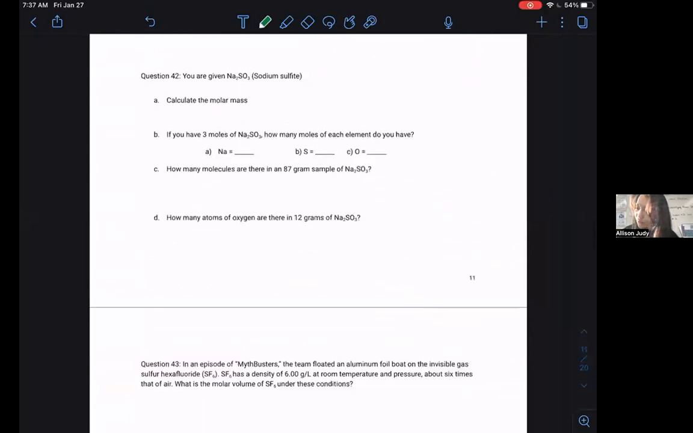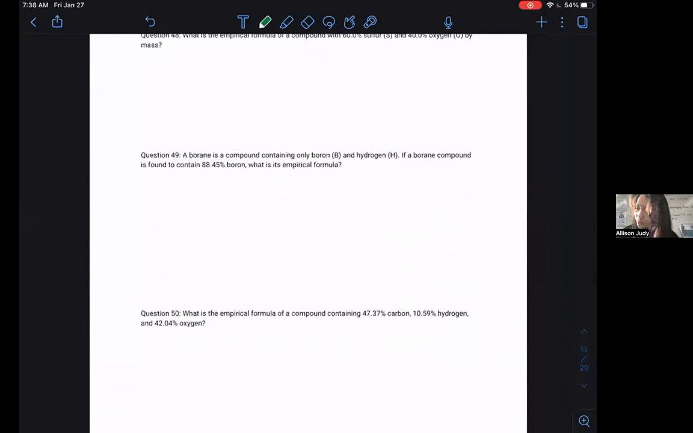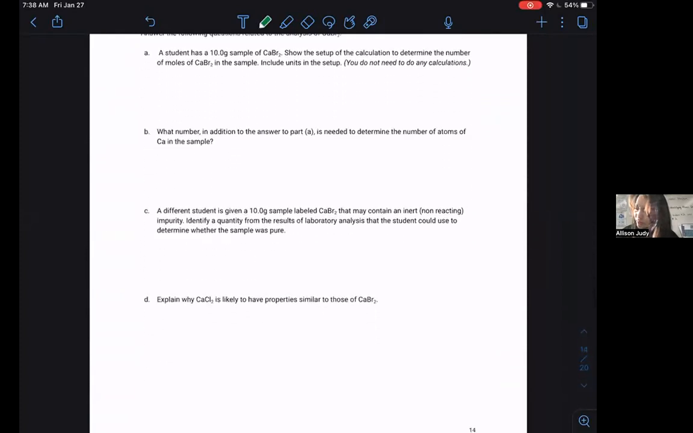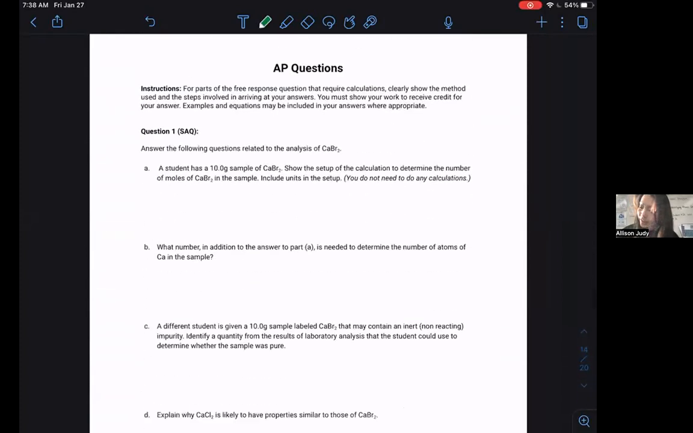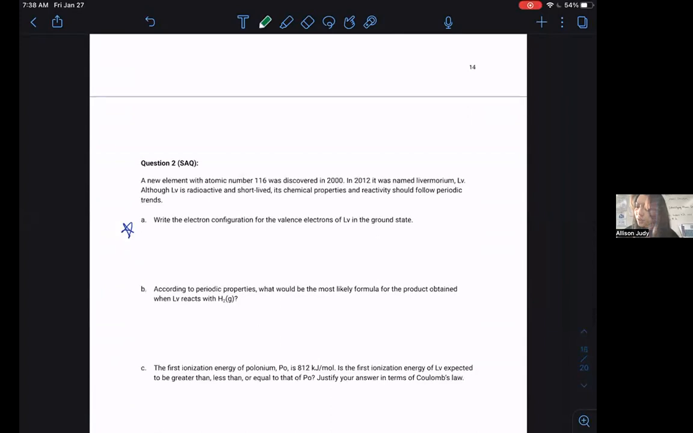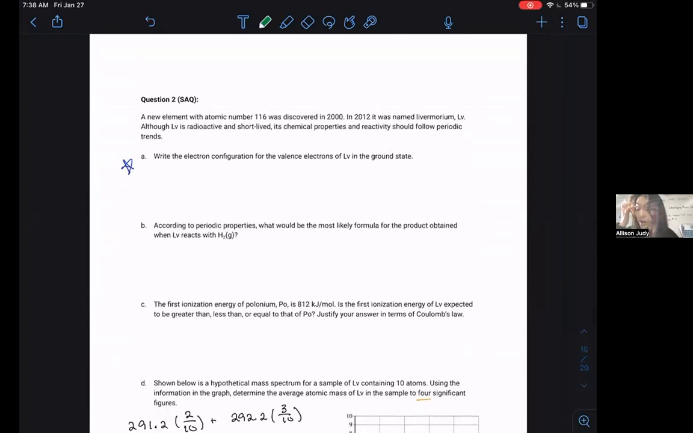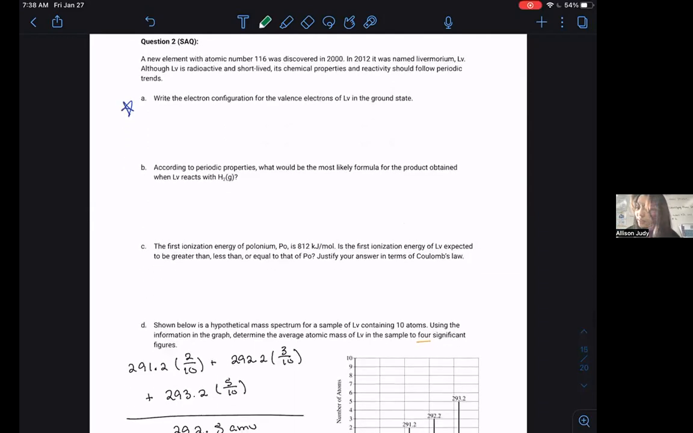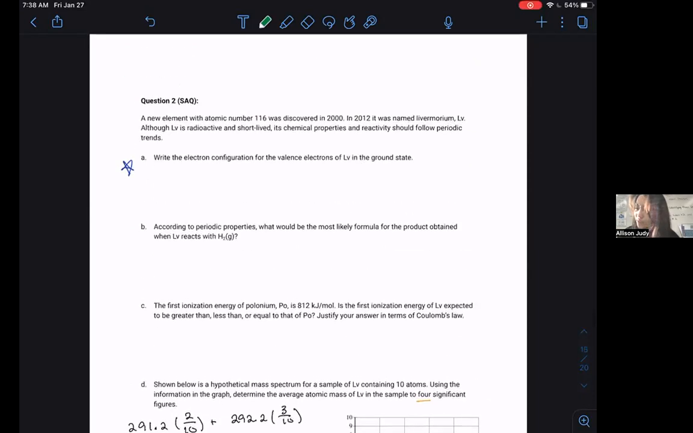Let's move on. I think we have one more conceptual to walk through. Or it looks like we're just hopping straight into the AP questions. Sometimes I forget which problems I choose. We're going to go to question 2, short FRQ. Again, these are about 4 points, and the AP allots about 9 minutes. We did part D, and we're going to move on to part A, which is electron configuration.